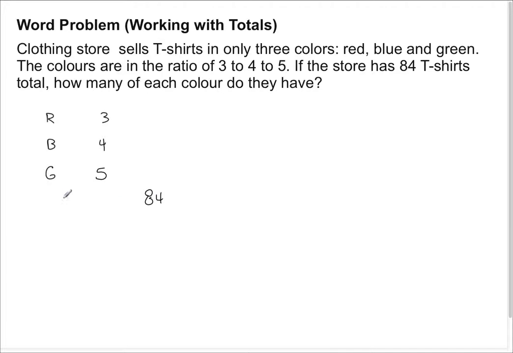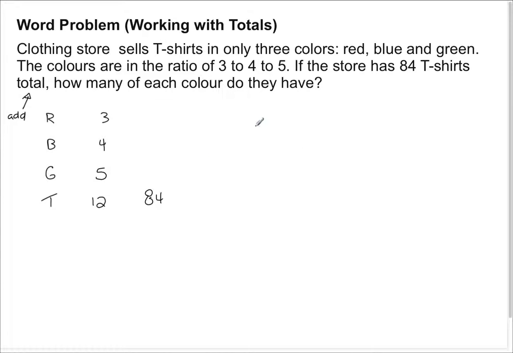And how do I figure out what a total is? Well, luckily, total means add. So whenever you see total, you're going to have to add up all the parts that they gave you to get what goes with your total. So 4 and 5 is 9, and 3 more is 12. So we have a total of 12 parts, and we're going to turn that into 84.